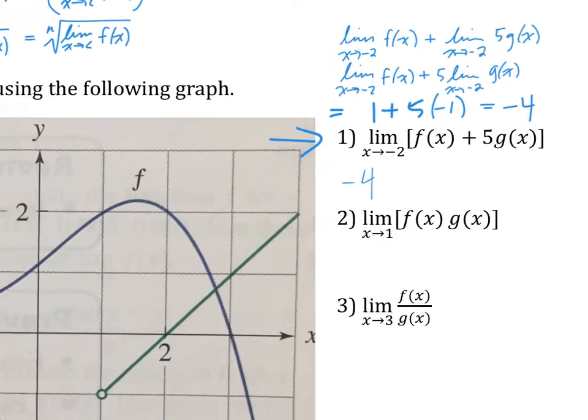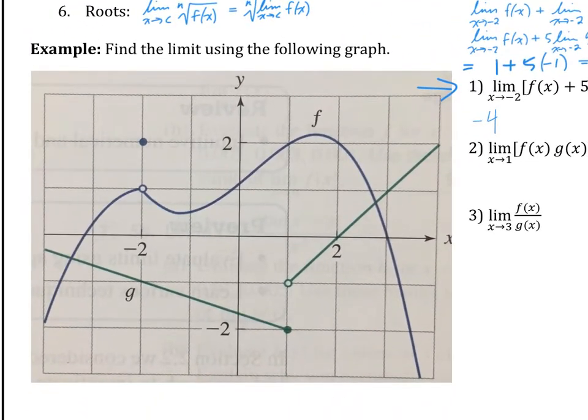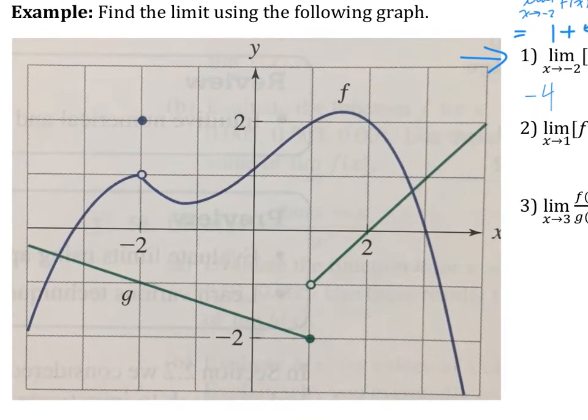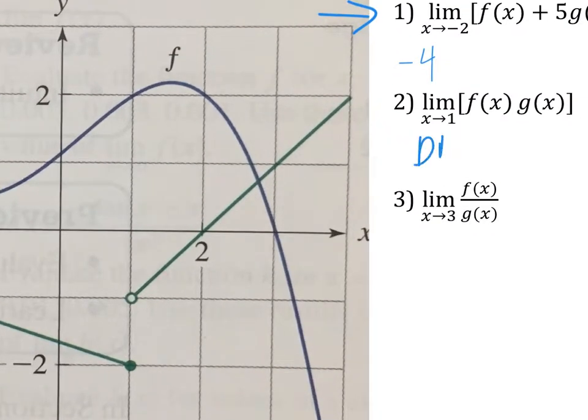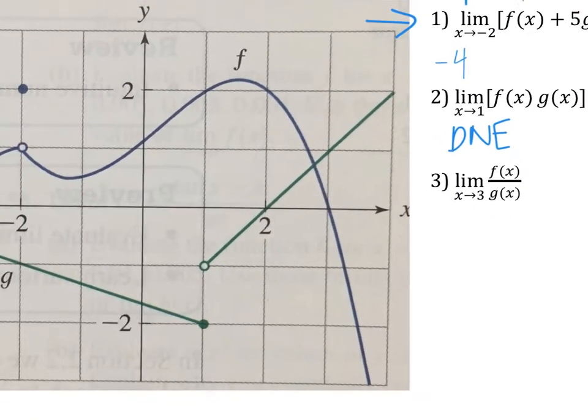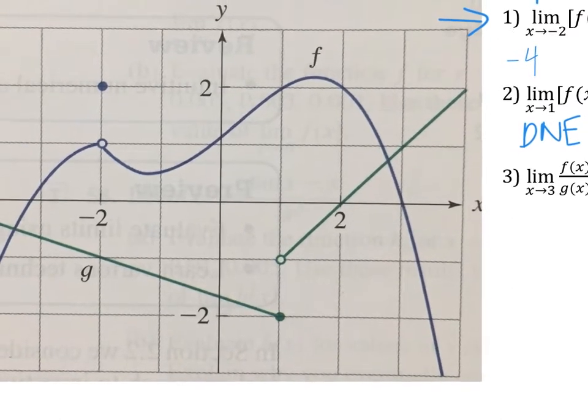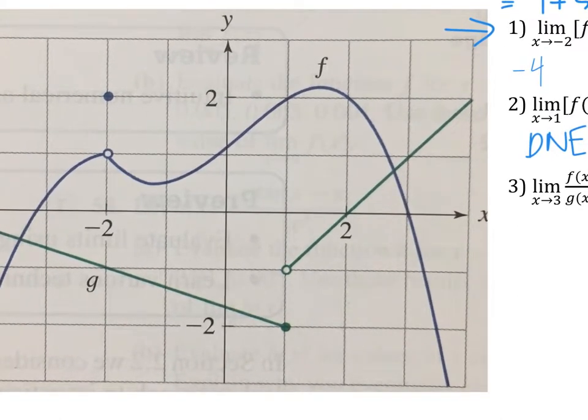Okay, let's try the second one. Number 2. Talk to your partner if you're stuck. Limit as x goes to 1 of f times g. All right, number 2, what do you guys think? What's the limit? Correct, does not exist. If one of them does not exist, you cannot multiply them together and get a limit, so it does not exist. Okay, number 3, limit as x goes to 3 of f divided by g.